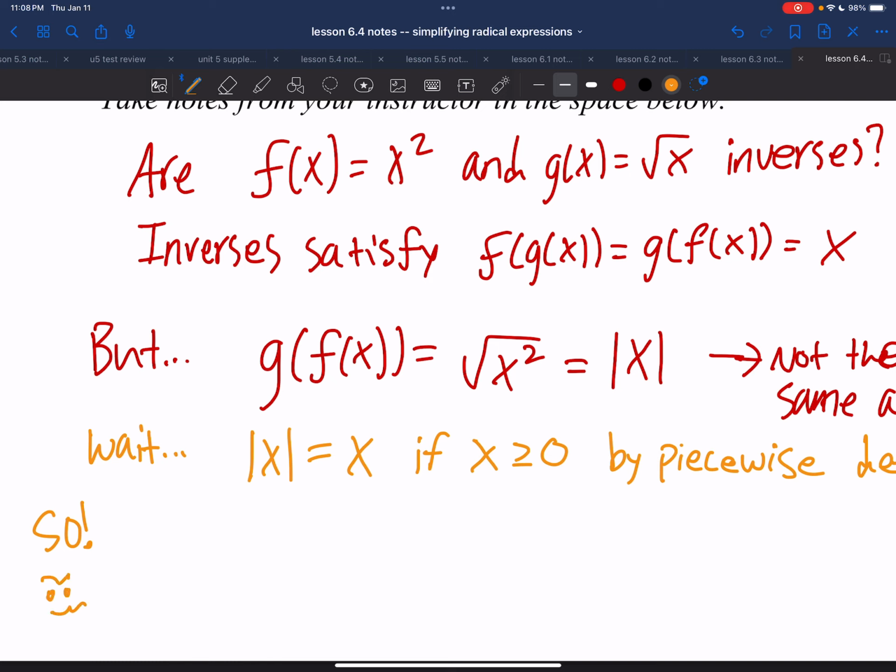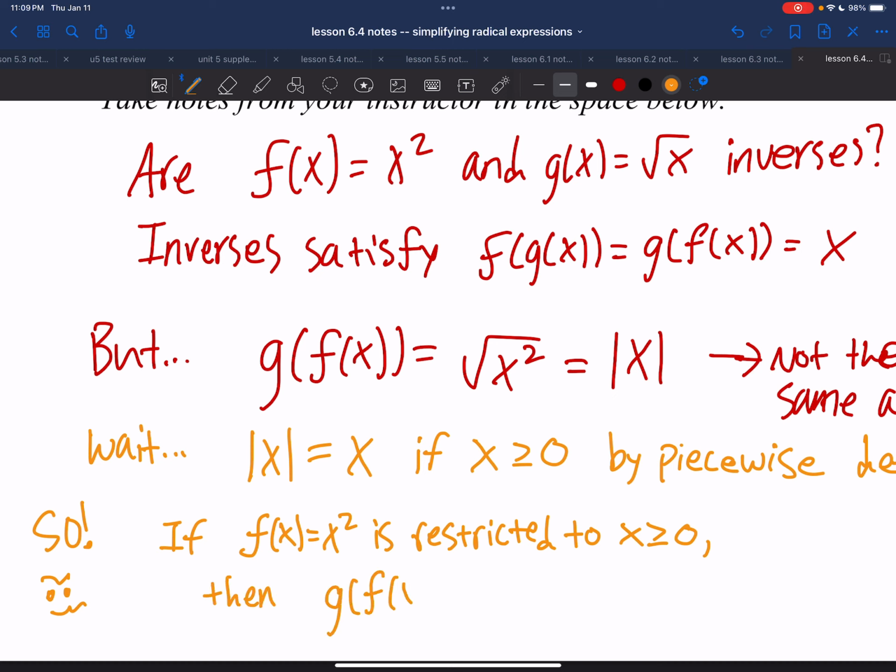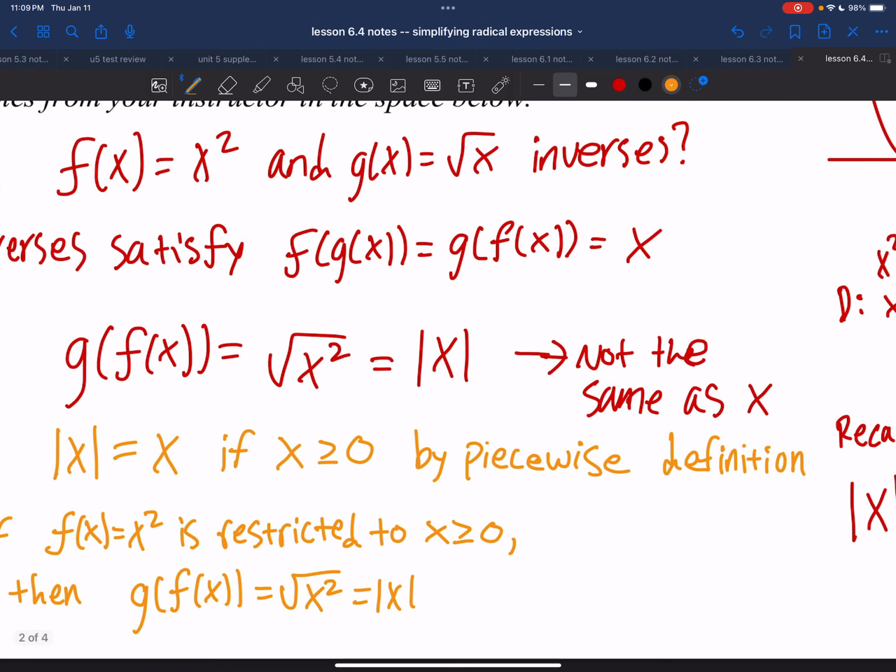What is happening? I say, g of f of x, right? Well, hold on. I'm jumping ahead of myself. If f of x equals x squared is restricted to x greater than or equal to 0, then, conclusion, g of f of x equals square root of x squared, which equals absolute value x, but on that interval with the domain restricted to x greater than or equal to 0, absolute value x equals x. And so it works.